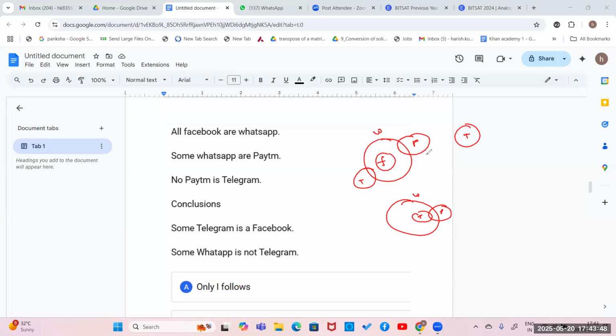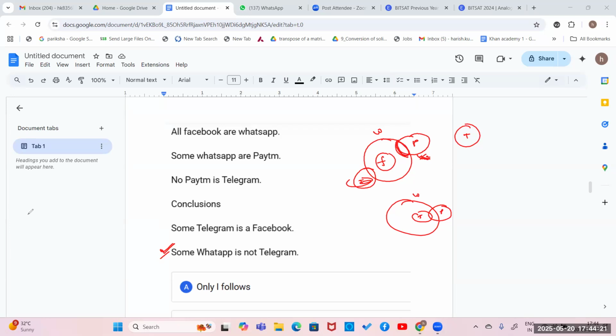No, in this case it is not. In this case, no Telegram is Facebook, if I put it here. Some WhatsApp is not Telegram. Definitely, because WhatsApp is this entire thing, and there is nothing common between Paytm and Telegram. So this part of WhatsApp can definitely not be Telegram. So your second option is correct. So only the second conclusion follows, guys.